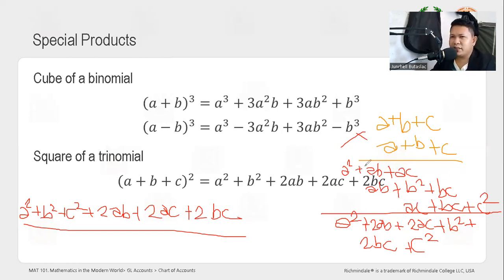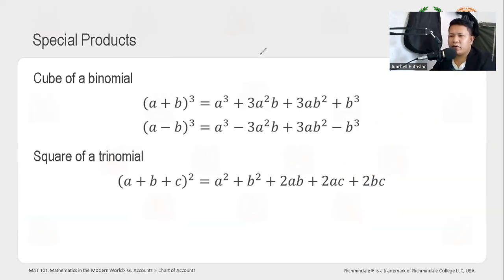Am I clear? Is it clear, everyone? If you have questions about this, please leave a message in the comment section. All you have to do for this one is to distribute and multiply it by itself. As you can see, there is a square outside the parenthesis, meaning you have to multiply those terms inside the parenthesis by itself. If you have questions, please let me know.